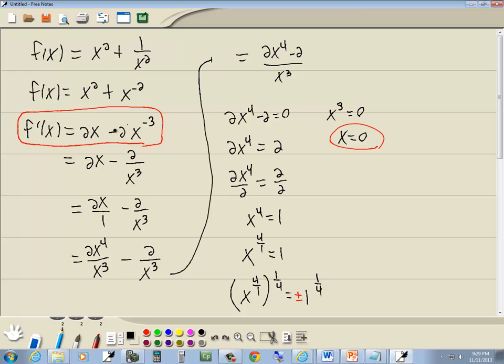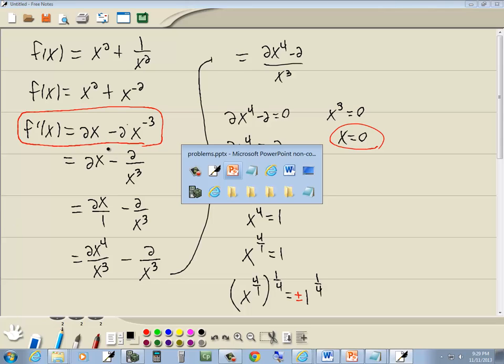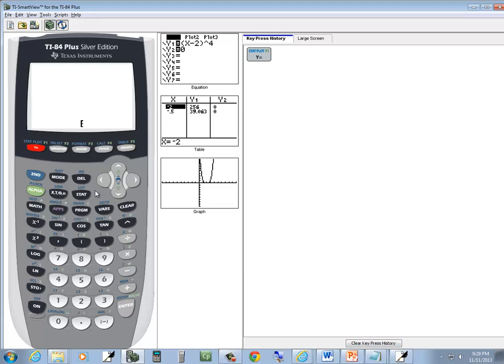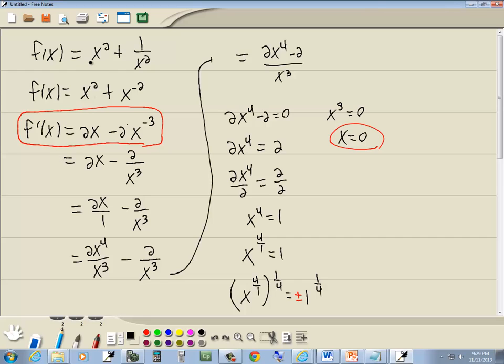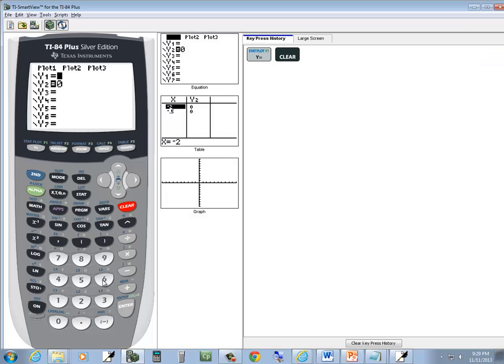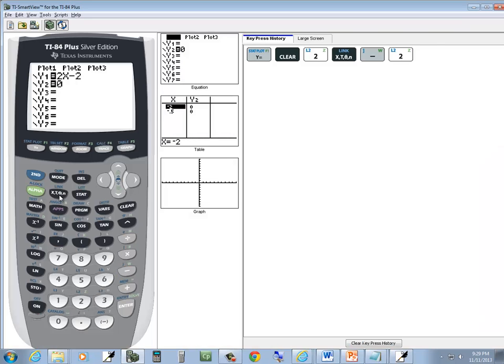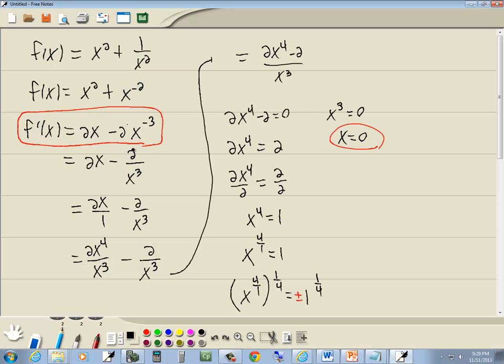What is our derivative? This right here. So I'm going to use a calculator to make my life a lot easier. And we'll plug that in. So we got, press y equals, press clear. And I'm going to put my f of x on, actually I'll just do this one. So I got 2x minus 2x caret -3. So that's my derivative here.